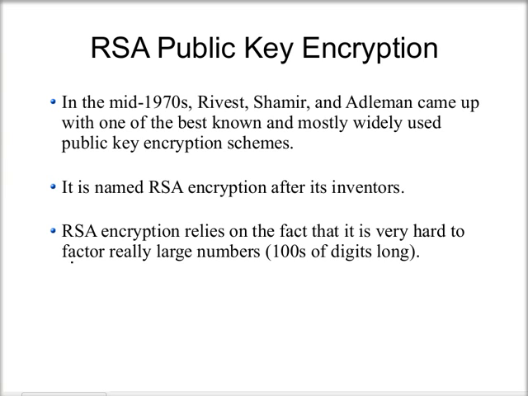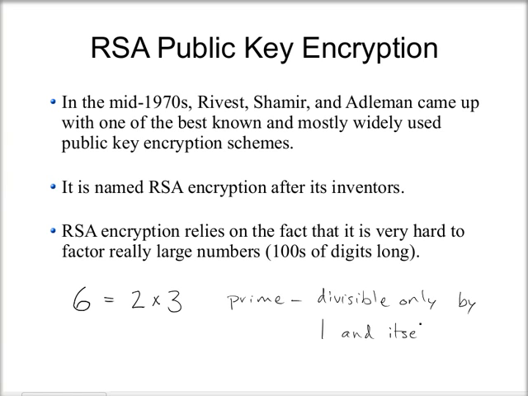So first, a little review. Factoring is reducing a number to a product of prime numbers. So if I look at the number 6, then I can reduce that to 2 times 3. And 2 and 3 are both prime numbers, where prime means it's divisible only by 1 and itself. In another example, if I look at the number 15, I could reduce that to 3 times 5, which are both primes.